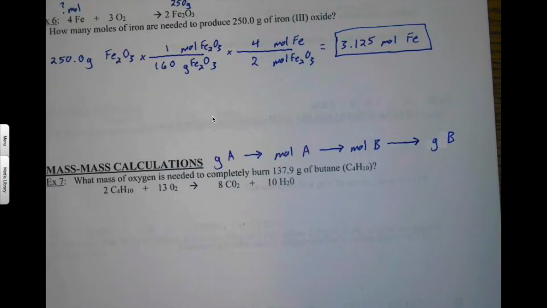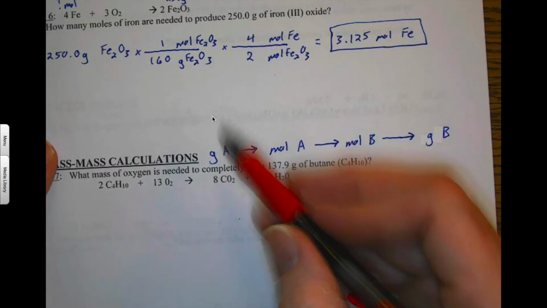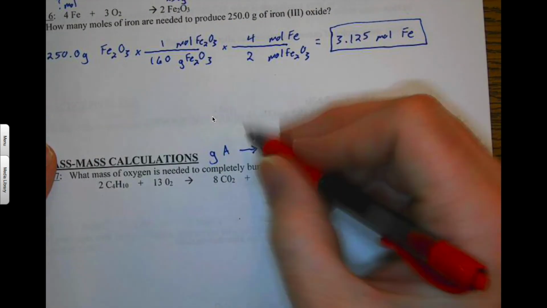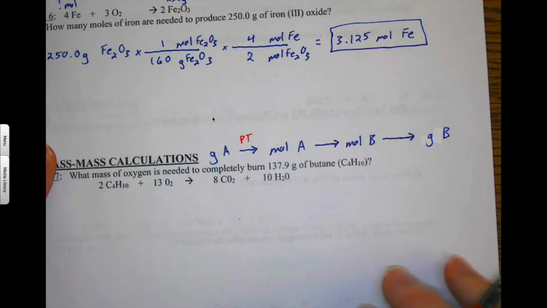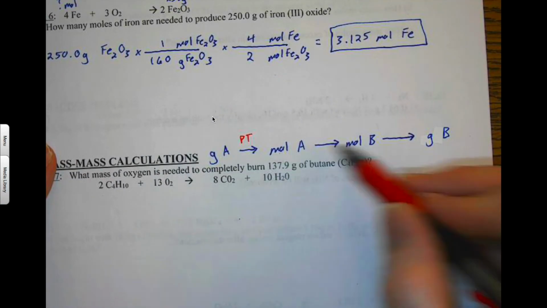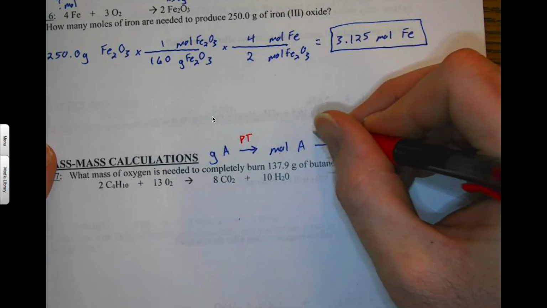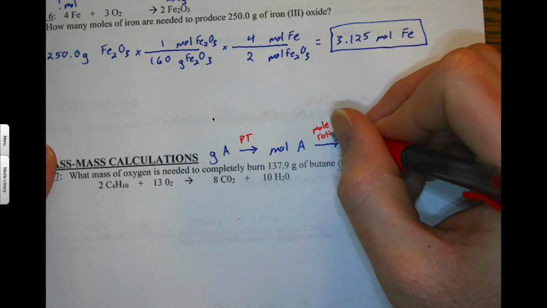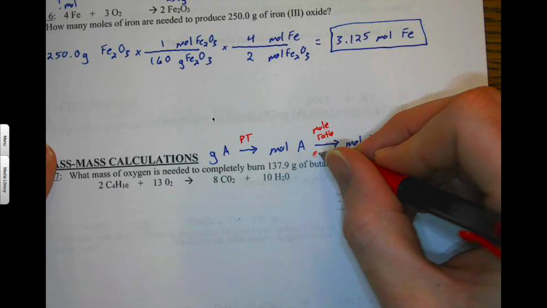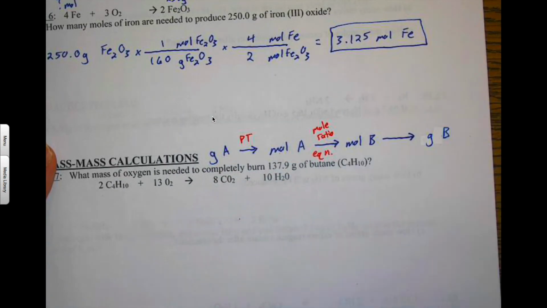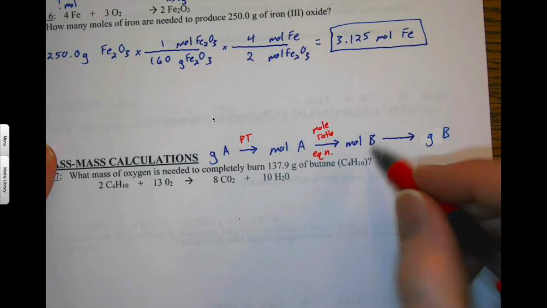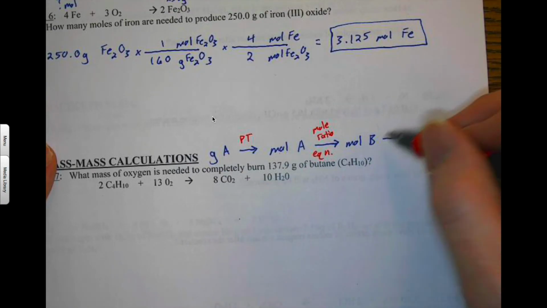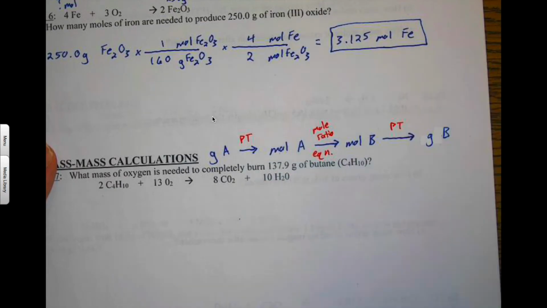Okay? So, to change from grams into moles, you'll use that periodic table. And to change from moles into moles, you'll use the mole ratio. That's from the equation, okay, the chemical equation. And then from moles into grams, again, you'll use the periodic table.